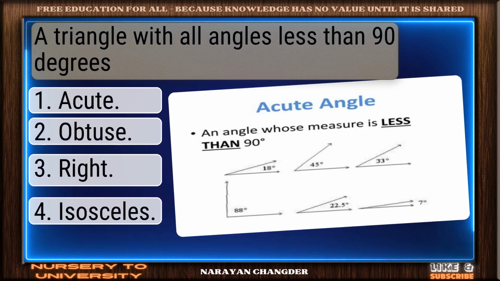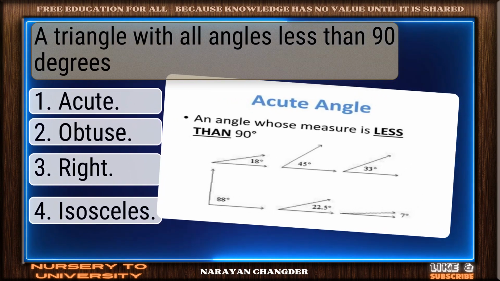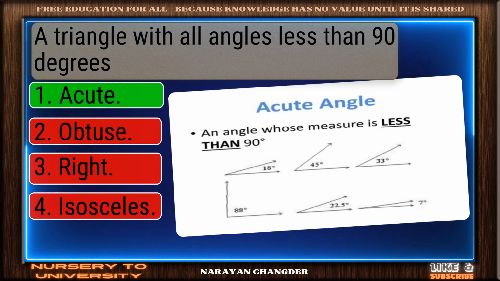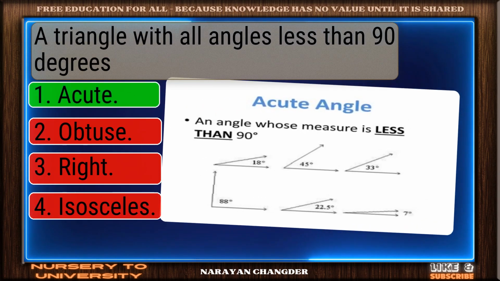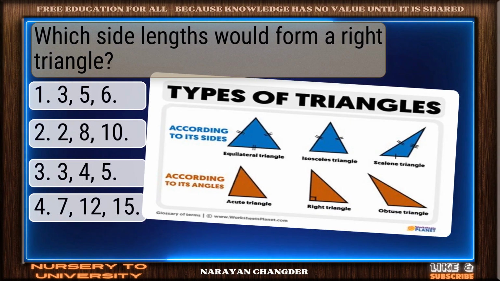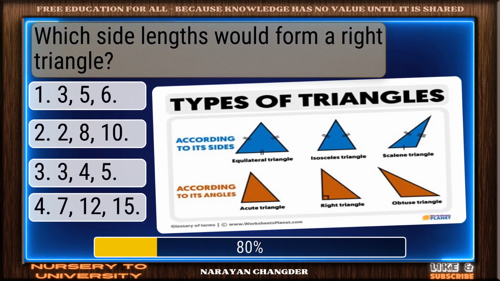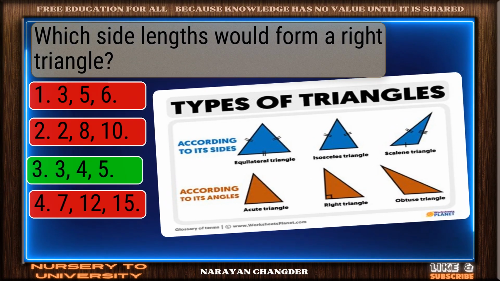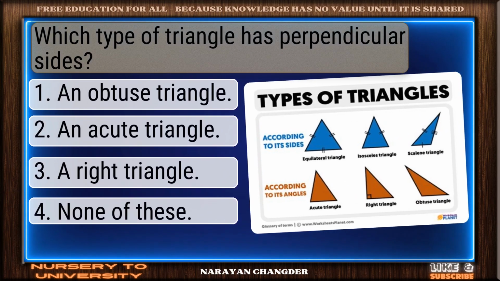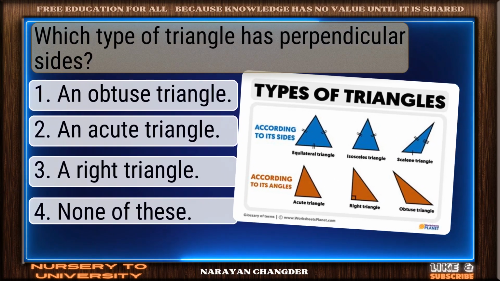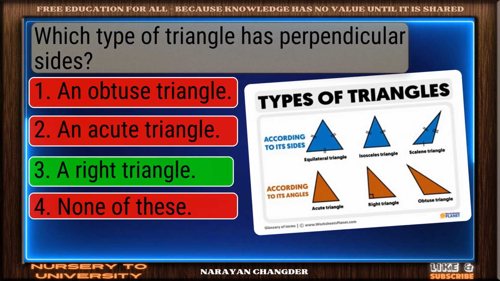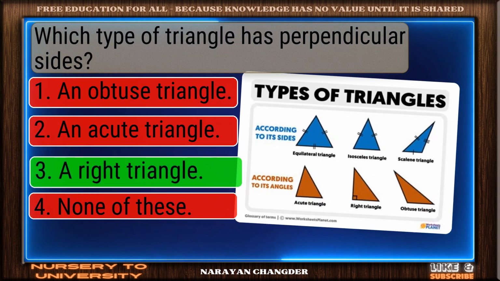Question number 144. A triangle with all angles less than 90 degrees. Solid response. Acute is a valid choice. Question number 145. Which side lengths would form a right triangle? Well reasoned. 3, 4, 5 is the correct choice. Question number 146. Which type of triangle has perpendicular sides? Correct. A right triangle is the right answer.